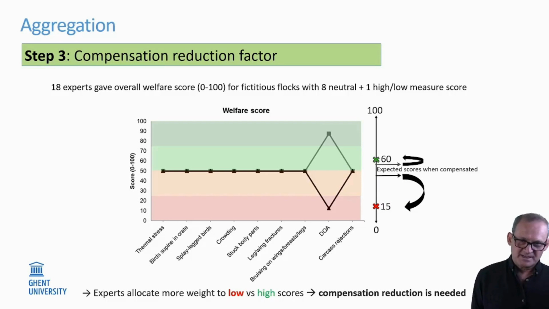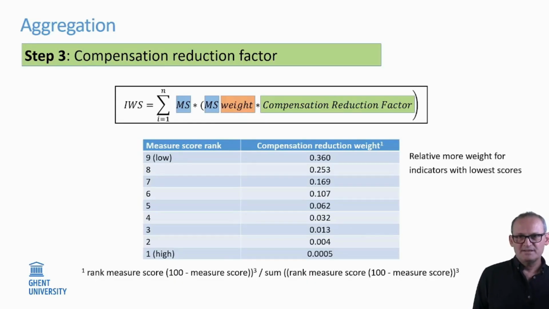According to the experts that we consulted, overall welfare was much more highly influenced by extremely bad scores than it was by neutral or average scores. And so we needed to insert what is called a compensation reduction weight, which gives more weight to indicators with the lowest score.